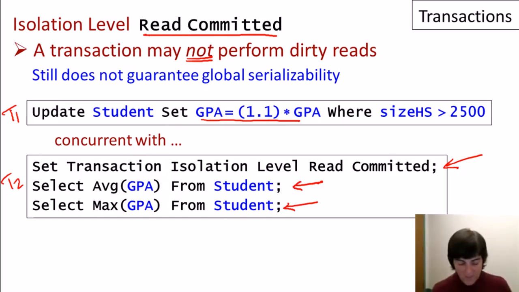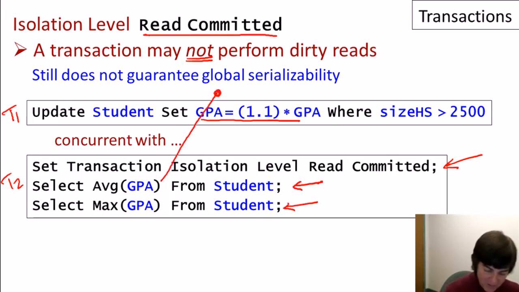So let's look at one behavior that's consistent with the isolation level, but we'll see is not serializable. Let's suppose that this average GPA is read before transaction T1, but the max GPA is computed after transaction T1. So the average will not take into account the increases, but the max will take into account the increases.